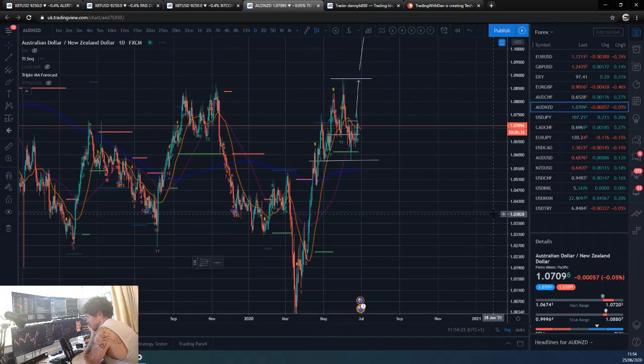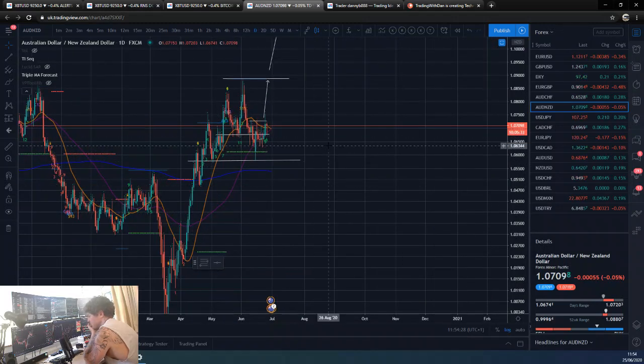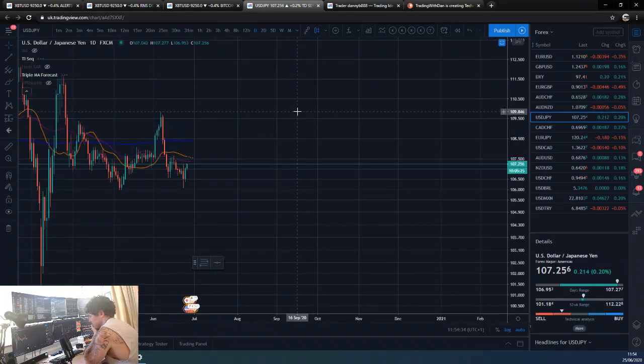Moving average posture on the daily. Yeah, a bit confused. Not much we can read into that other than a potential test of the 200-day, which I would propose is likely.